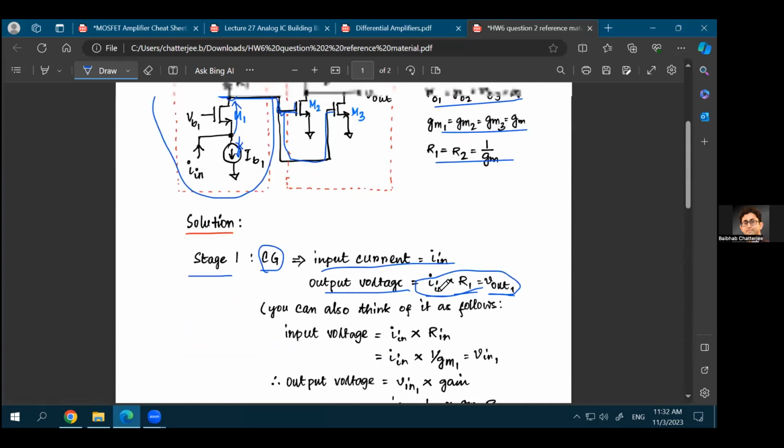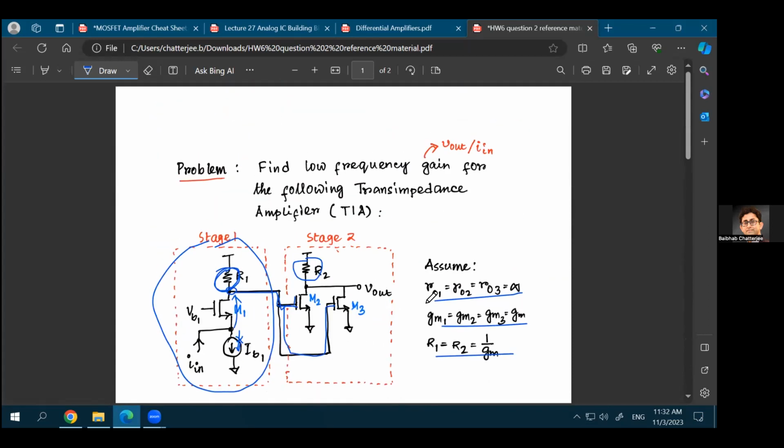So we'll stop here and we'll start discussing differential amplifiers in the next class. But hopefully this will help you solve your homework 6 problems by applying the idea of divide and conquer.